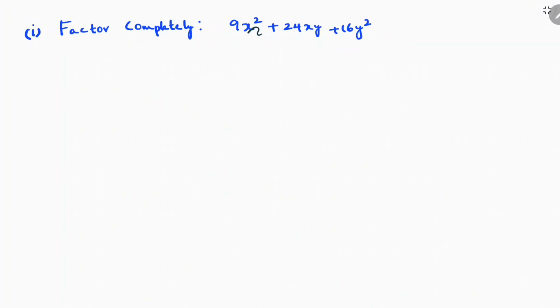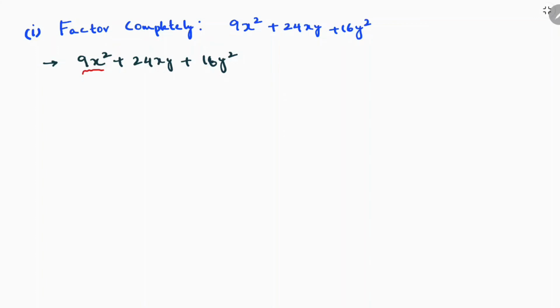Factorize completely 9x square plus 24xy plus 16y square. So here 9x square plus 24xy plus 16y square. If you observe these two terms carefully, they are like perfect squares, 3 square and 4 square.